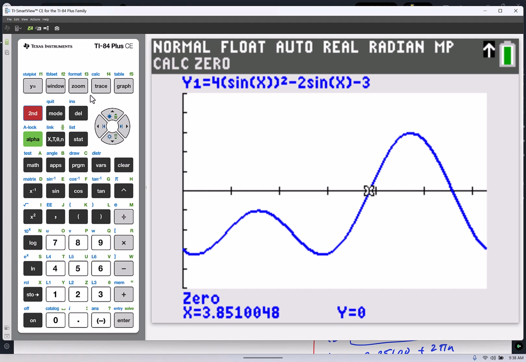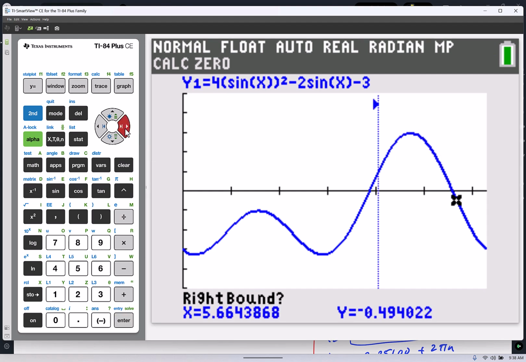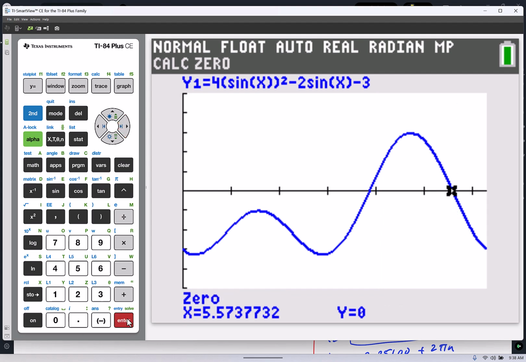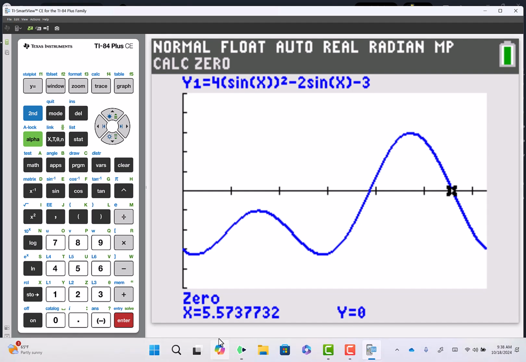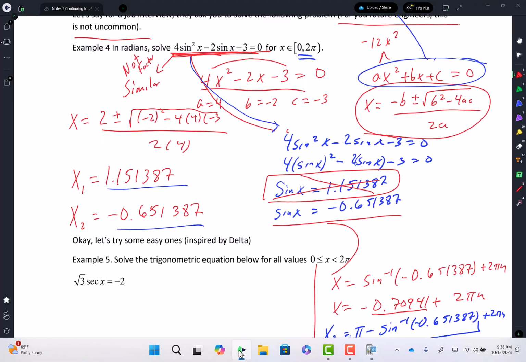Yeah, check it out. Second, calculate number 2 again. And I'm going to scroll to the right, left bound, enter. I'm going to scroll more to the right, and I'm going to push enter again. And guess, there it is, 5.57377. Cool or not cool? Okay. All right.